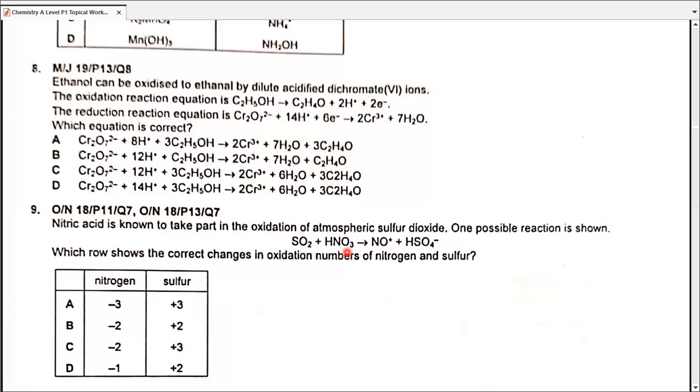Alpha. Alpha. Why? Multiply the upper equation by 3 to balance the number of electrons. The electrons would cancel out, and we will do 14H plus minus 6H plus, that would be 8H plus on the reactant side. Good. That was coming in alpha.